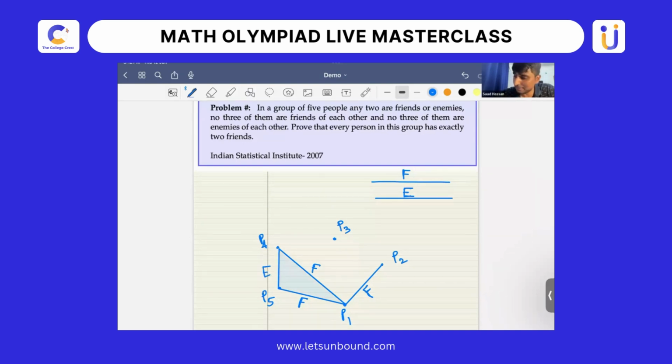Okay, then I'll ask you to consider the line joining P2 and P5. If you're going to say that P2 and P5 are friends, then we have a problem. The problem is that P1 and P5, P1 and P2, and P2 and P5, all three of them will be friends of each other, because these two are already friends and these are already friends. And if you say that they are friends, then a group of three people are friends of each other, which means we will run into a problem. So they must be enemies of each other.